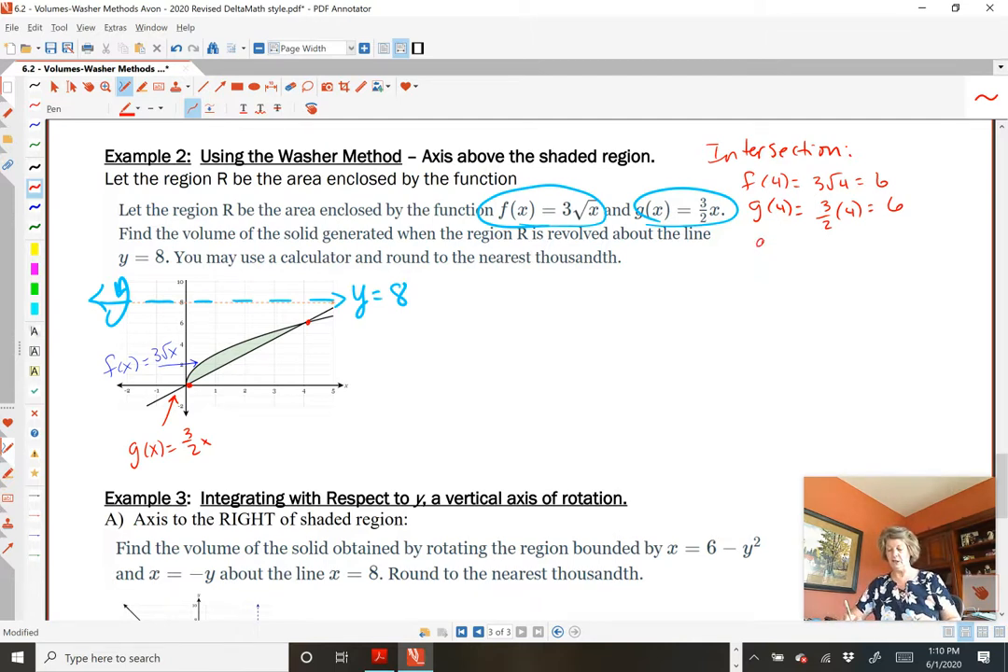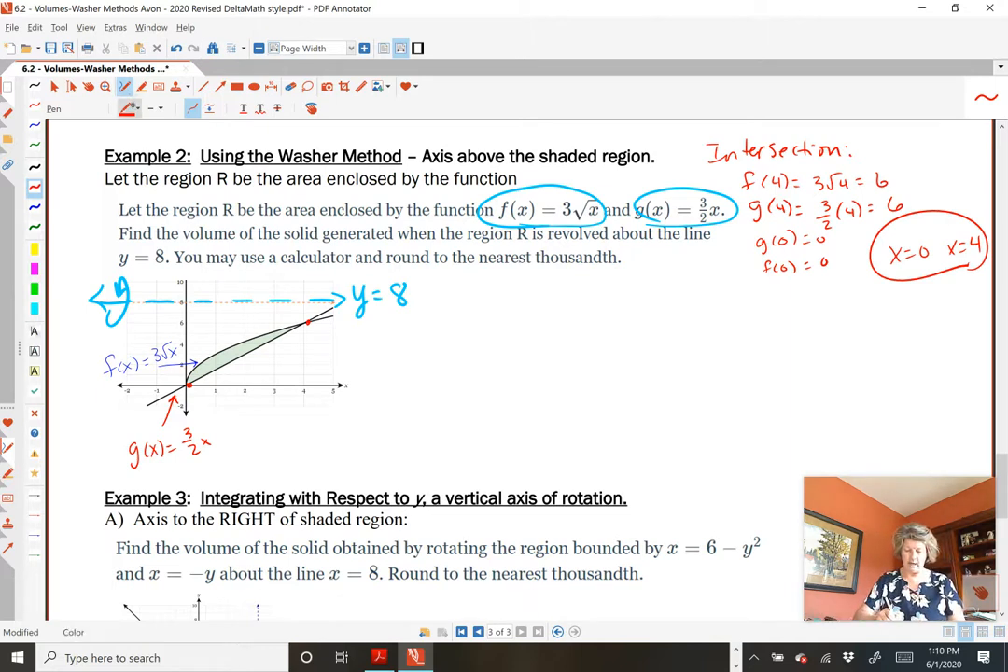And then if I checked out 0, I do get that each of the functions intersect at 0. So I've got my intersection points at those 2 values. So now I know the bounds of my function. Let's calculate big R and little r.